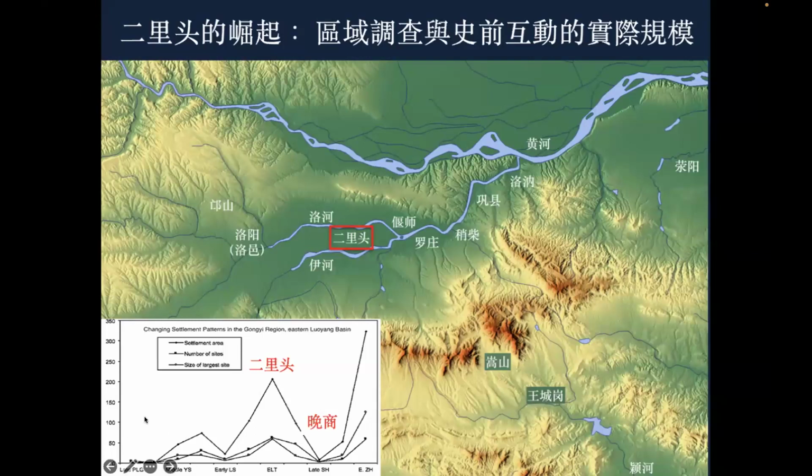You see there's not many sites in the prehistorical period, and then boom, Archaeological period, and then decline in the Shang. And then in the Zhou period, it rebounded. Okay, so here is something that's quantifiable. And the data is an accurate reflection of the emergence of this early Bronze Age city.